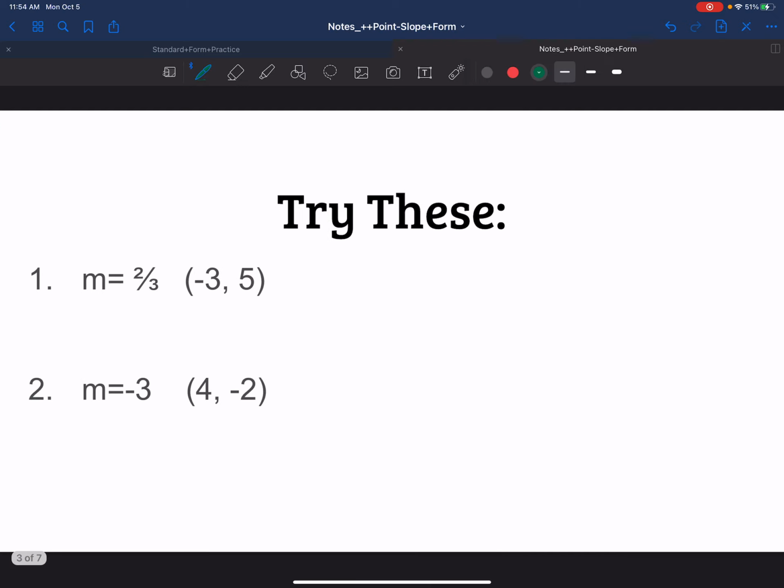Super neat. Okay, now let's try these two. The slope equals 2/3, and the point that we have is (-3, 5).